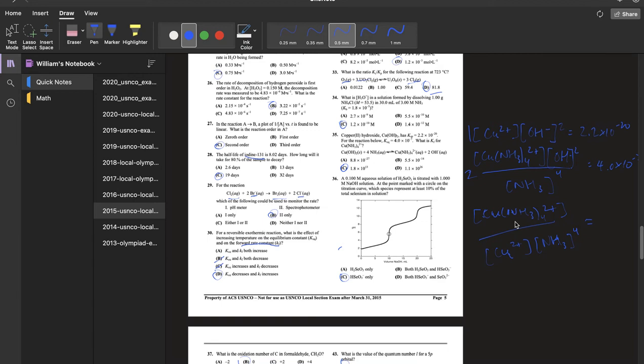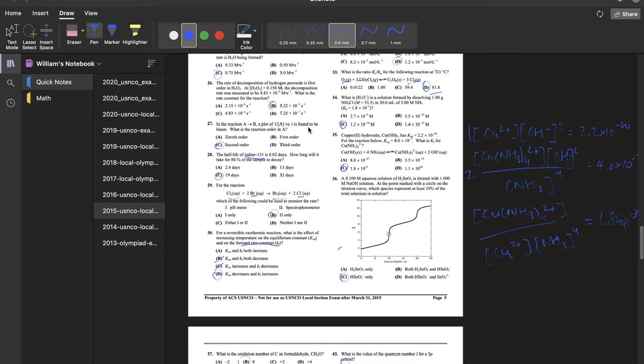Because the expressions would be equivalent, so you just divide their numerical values. So if we do 4 times 10 to the negative 7th divided by 2.2 times 10 to the negative 20th, we find that KF is 1.8 times 10 to the 13th, which is C.